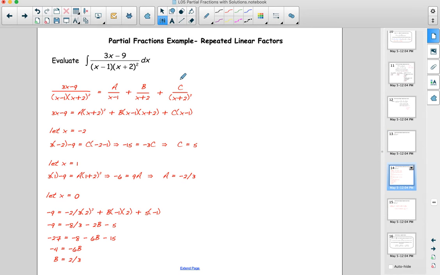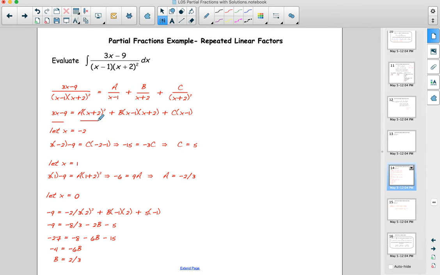All right, so resuming on this one, we're going to have (3x - 9) over (x - 1)(x + 2) all squared. So A over, the first linear factor doesn't repeat, so it's A over x - 1. The second linear factor repeats twice, so it's B over x + 2 plus C over (x + 2) all squared. And I'm going to try and go a bit faster now. After we cross multiply, we will get to here.